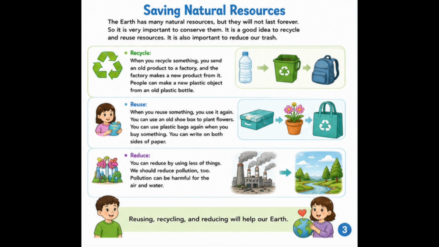When you recycle something, you send an old product to a factory, and the factory makes a new product from it. People can make a new plastic object from an old plastic bottle. When you reuse something, you use it again. You can use an old shoebox to plant flowers. You can use plastic bags again when you buy something. You can write on both sides of paper.